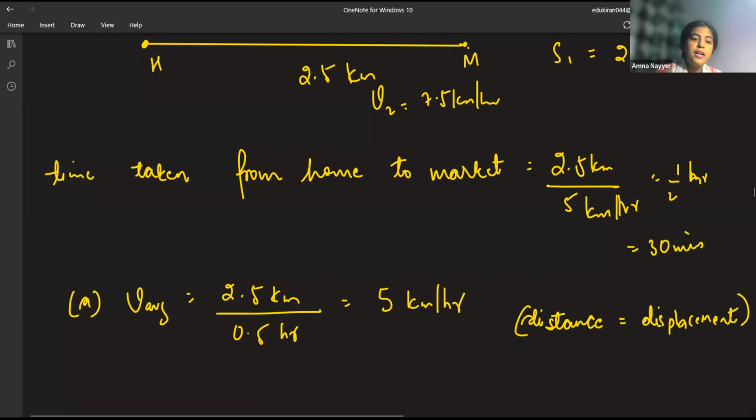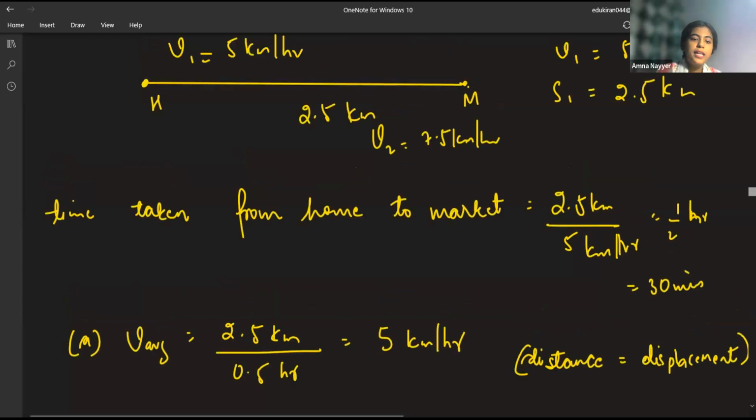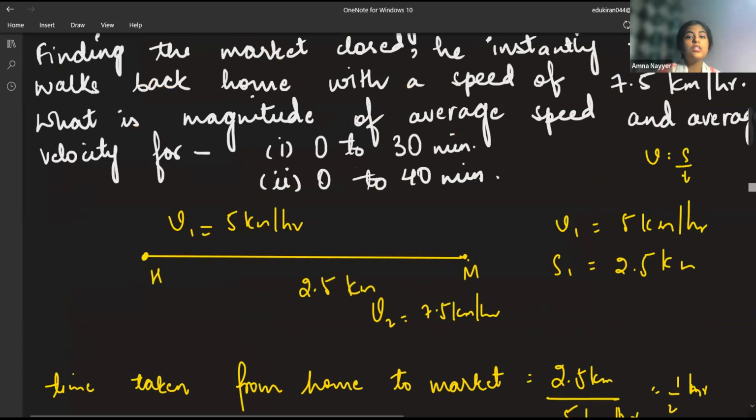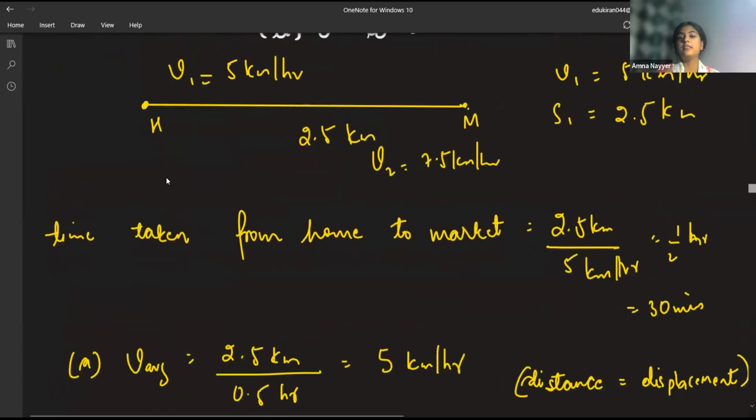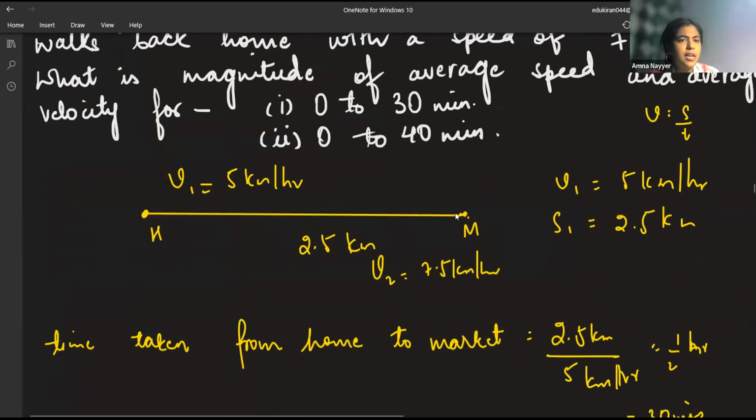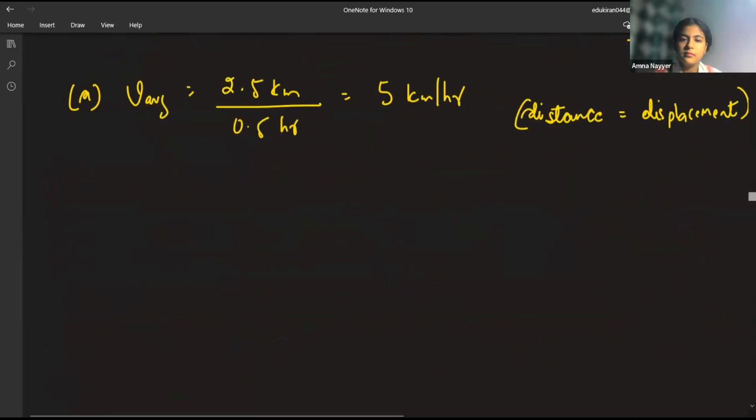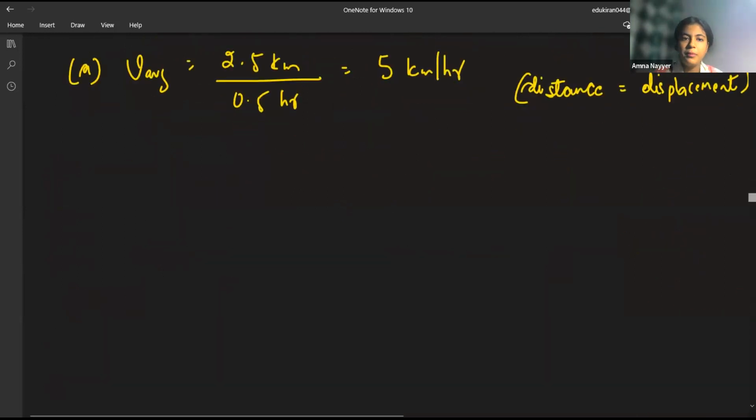Now, second part says, when the person has covered 0 to 40 minutes. Means from the starting 30 minutes is covered here. So somewhere here the person would be, right, 10 minutes extra. But we cannot assume. We actually have to find it. So let us see this for the B part.